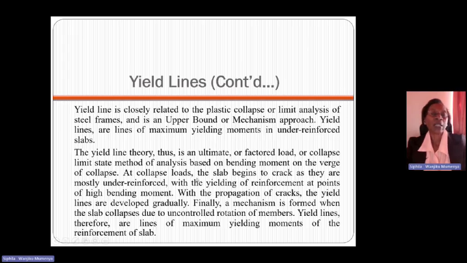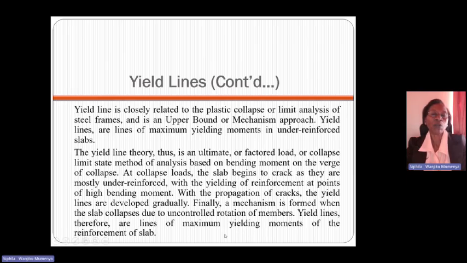The yield line theory thus is an ultimate or factored load or collapse limit state method of analysis based on bending moment on the verge of collapse. At collapse loads, the slab begins to crack as they are mostly under reinforced, with the yielding of reinforcement at points of high bending moment. With the propagation of cracks, the yield lines are developed gradually. Finally, a mechanism is formed when the slab collapses due to uncontrolled rotation of members.